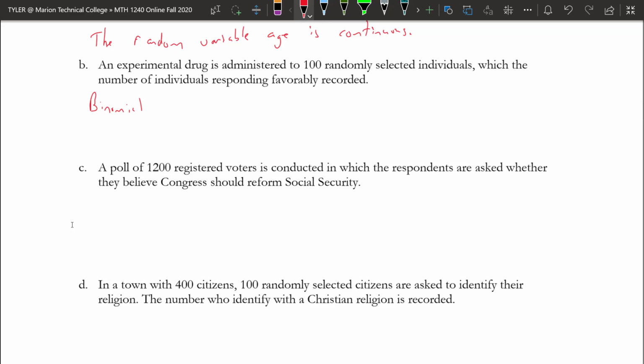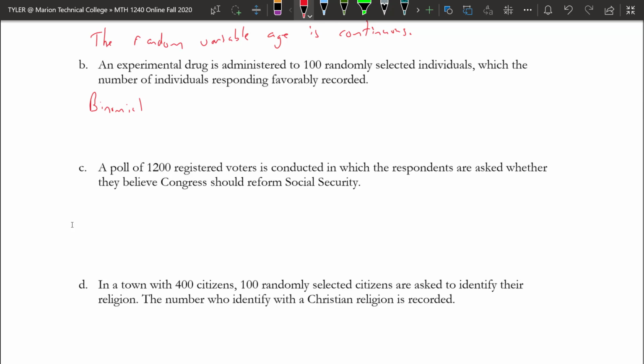right? So the second one, or the next one, part C, it says a poll of 1,200 registered voters is conducted in which the respondents are asked whether they believe Congress should reform Social Security. So we can go through that checklist. So are there a fixed number of trials? There's 1,200 trials, right? The trials need to be independent.